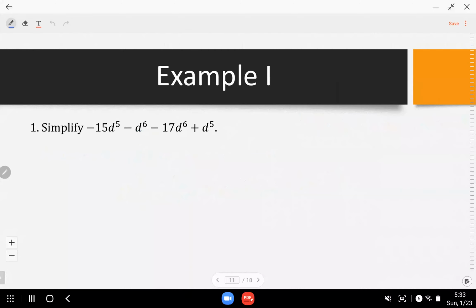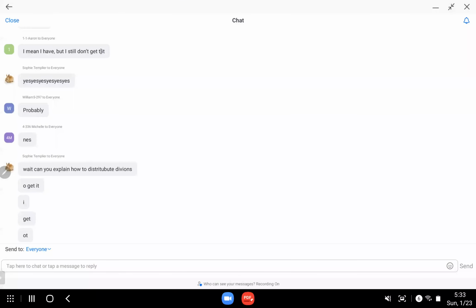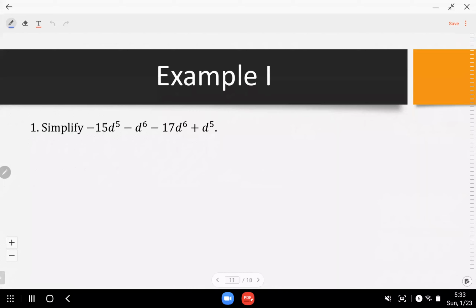So let's go over our first example. All right, our first example. Let's do this example. I'll give you a few moments to try and do this. Make sure you pay close attention to how to do this. I'll give you a few moments to try this example, and then after we go over some examples, I'll do some practice problems with you.